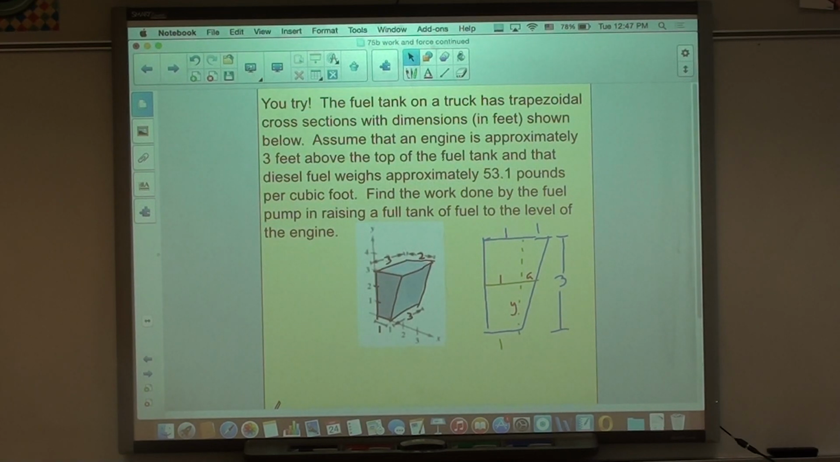But we can't go much farther than that. We don't know what we're doing. Right now, I just want you to figure out how to find the area of the cross section, because we don't know how to do it.